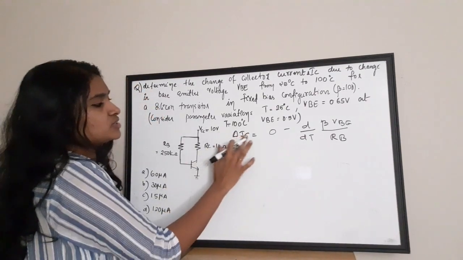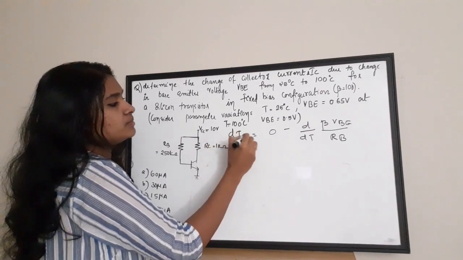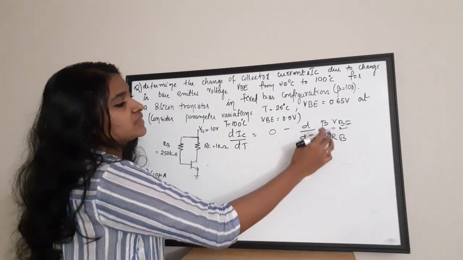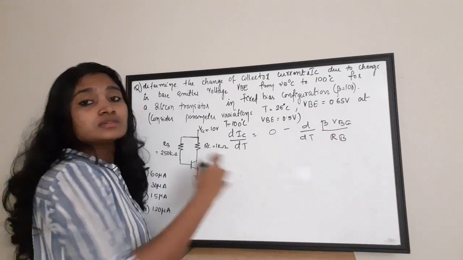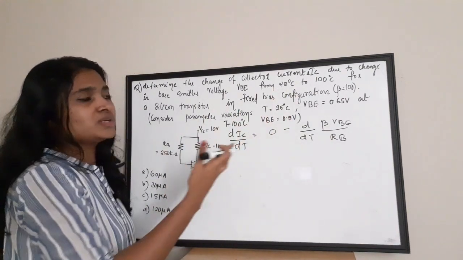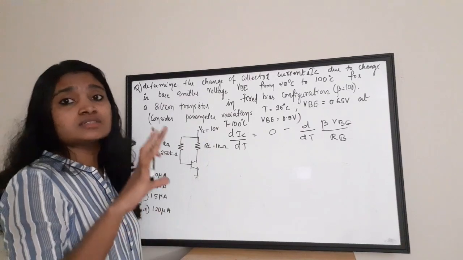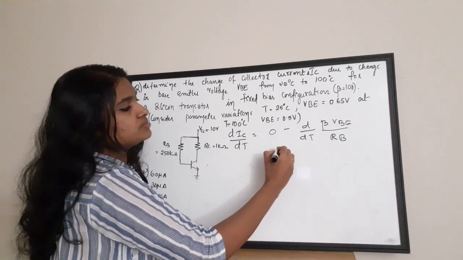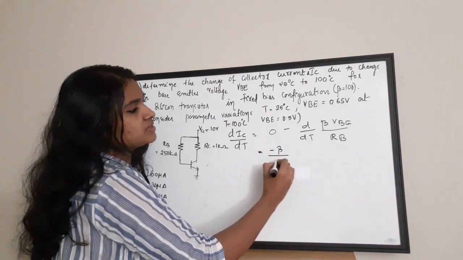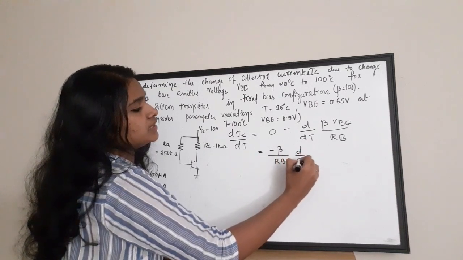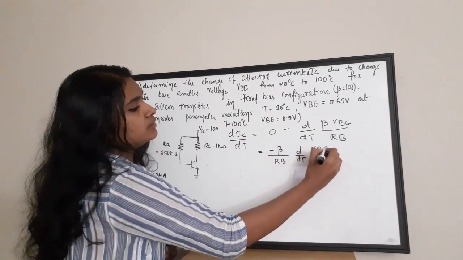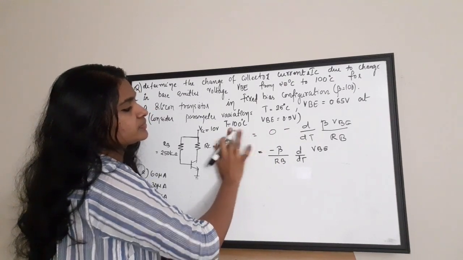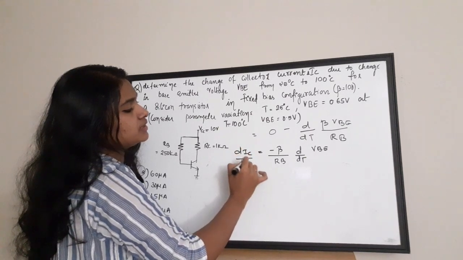Now, this delta IC is actually what? It is dIC by dt, right? Now, if you see this term, the RB is constant, beta is constant. Because beta is given in the question, it is 100. RB is the value of resistance, it is not changing. It is 250 kilo ohms. So, I am going to take it outside, that is beta. The minus also I am going to take, minus beta by RB into d by dt of VBE, that is equal to your this term, that is dIC by dt.